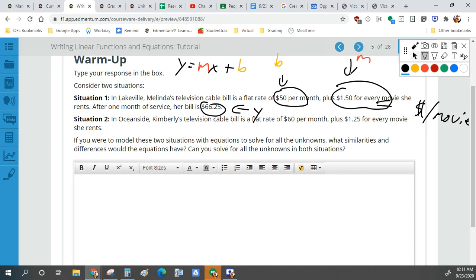All right, so next there's another situation where someone's paying $60 a month, but they're only paying this much per movie. So that's their m, and this is their b. There's going to be a point where the first line starts off higher, but the other one is lower but has a higher rate. Eventually they will cross, and we'll get to that sooner or later.